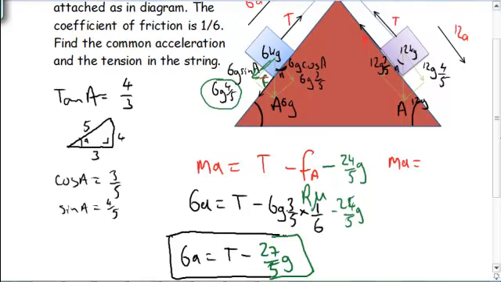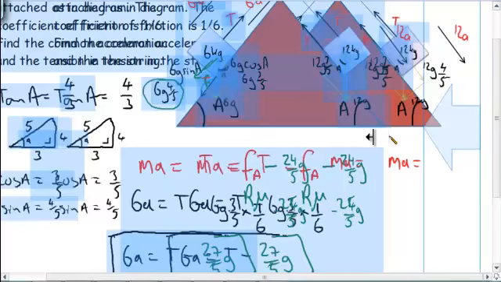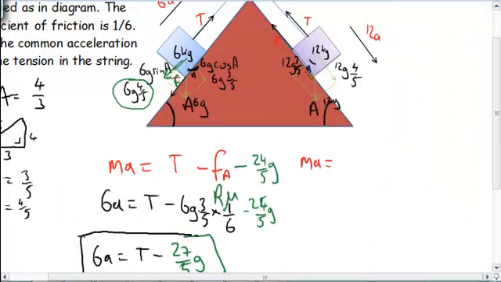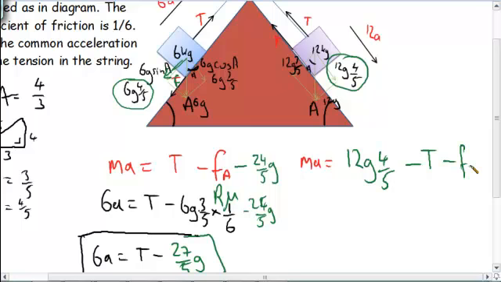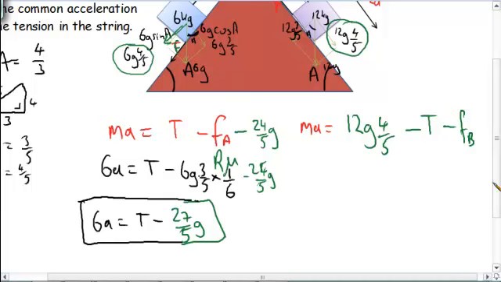Now MA for this one is, I'll just move everything over a little bit. For this one, we know the forces that are acting up: we've got this force here, which is going to be the maximum, the larger force. It's going to be 12G times 4 over 5. I could multiply that in, but I won't bother just yet. And this is going to be minus the tension and minus the friction of B, the second body.